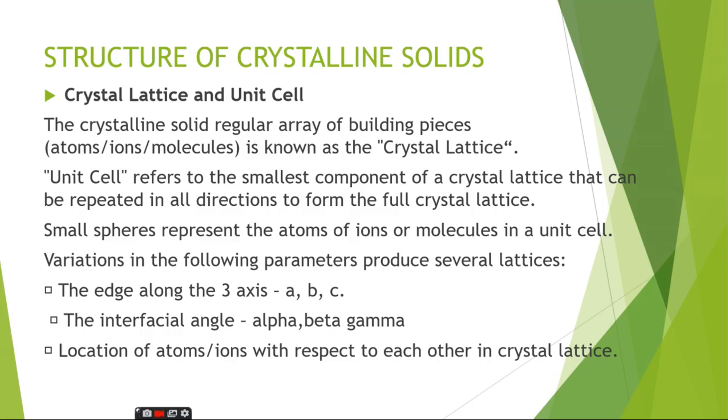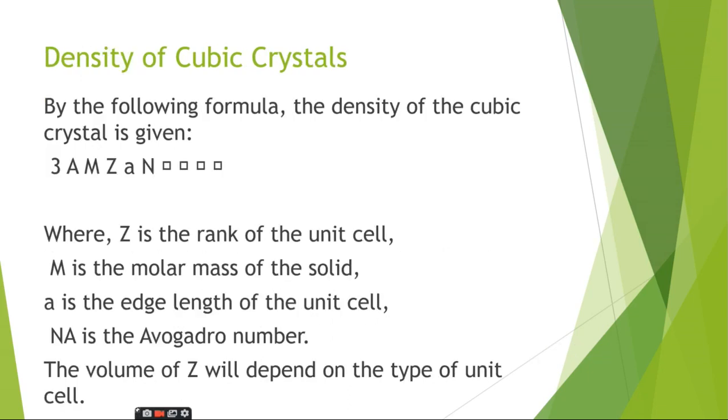Small spheres represent the atoms, ions or molecules in a unit cell. Variations in the following parameters produce several lattices: the edge lengths along the three axes a, b and c, the interfacial angles, that is alpha, beta and gamma, and the location of atoms with respect to each other in the crystal lattice.